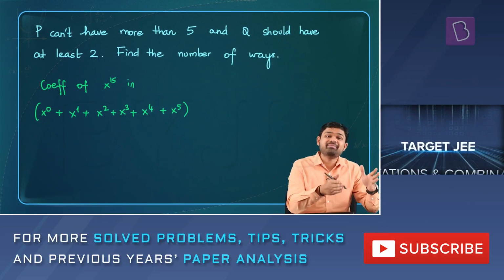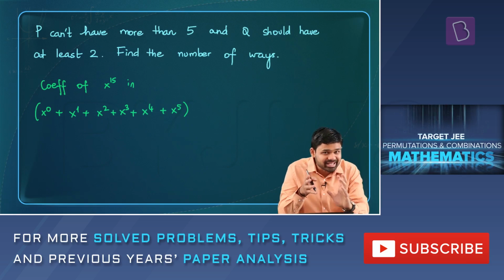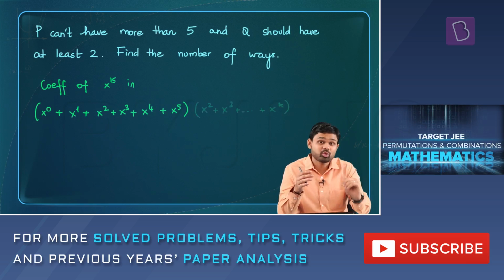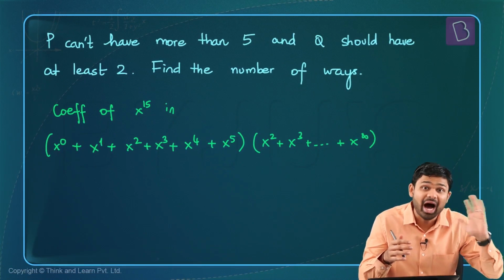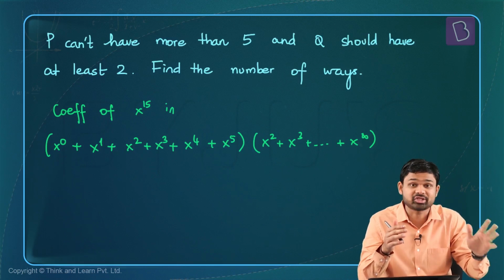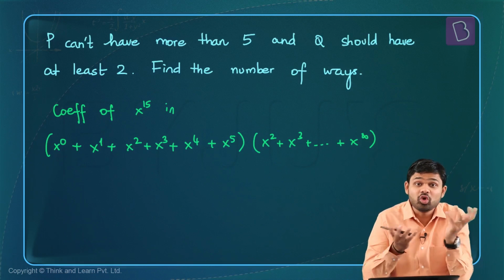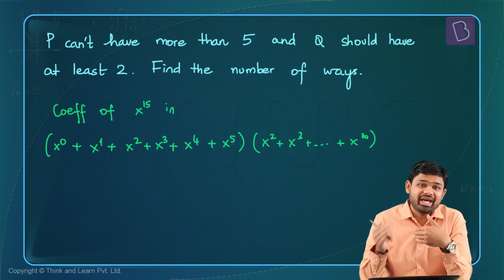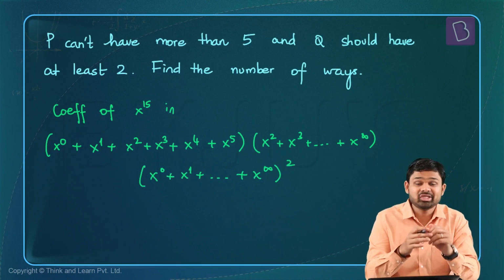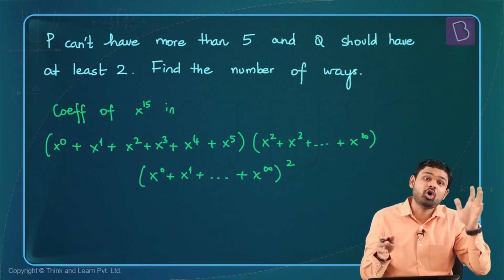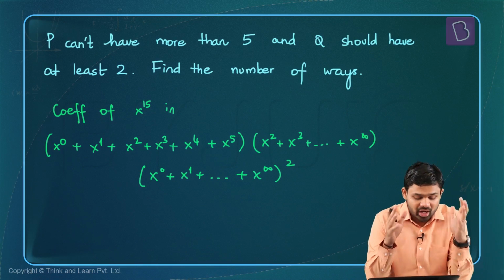This is going to be multiplied by all the possibilities of q. Now q has to be at least 2. So that is going to be x square plus x cube all the way till x power infinity, because q has no restrictions on the upper bound. Then we look at R and S. Now R and S have no lower bound or upper bound. So it's going to start with x0 plus x1 plus x2 all the way till x infinity, whole squared. So this is the expansion that you have to consider.